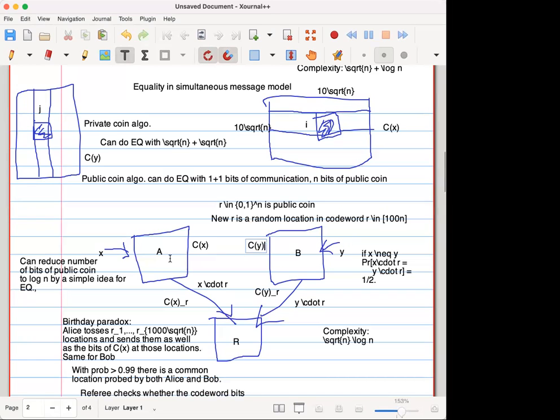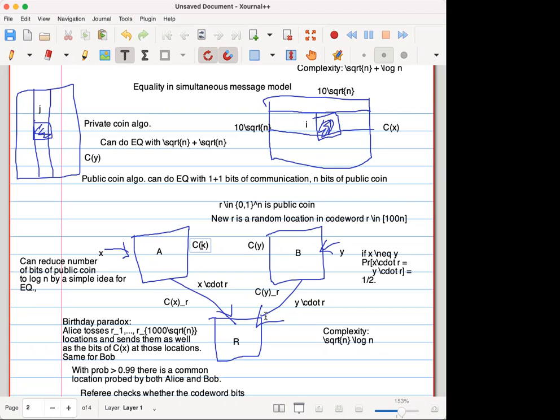So Alice encodes x into cx, Bob encodes y into cy, and then we did various attempts. But first, let us reduce the size of the public coin. So now the public coin R is a bit string of length log of 100 n. R is actually a random location in the code word, or equivalently a random location pointing into the code word. What Alice does is that she takes this public coin R and sends the R-th bit of cx across to the referee. Bob, who can see the same R, sends the R-th bit of cy across to the referee. The referee does the same thing.